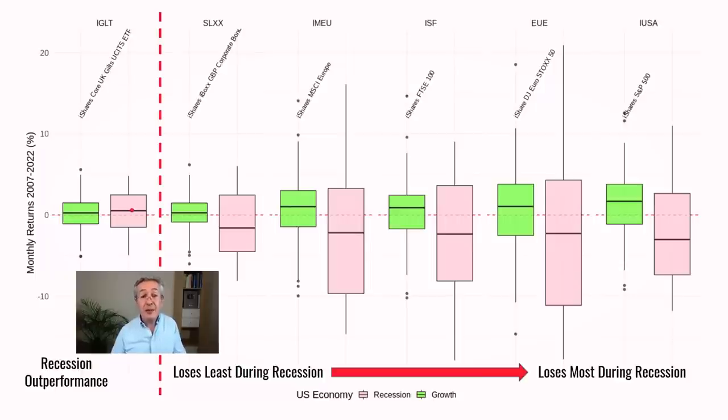That also has a typical return which is greater during US recessions, albeit slightly. And it's also positive, which is a key thing to preserve your capital. But then as we look across the risky assets, such as UK corporate bonds, which are denominated in sterling, European equity, so IMEU tracks the MSCI Europe Index, but also the FTSE 100 Index tracker, and the Eurostoxx tracker and the US S&P 500 tracker.